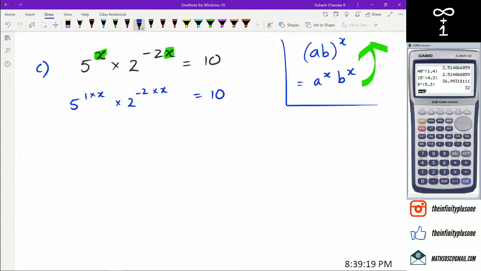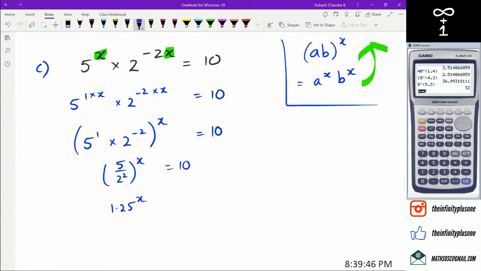And if that's the case, then we can rewrite this as 5 to the power of 1 times 2 to the power of negative 2. Now that whole thing is to the power of x equals 10. And I hope you guys picked that up, because if you picked that up, then you pretty much got it after that, because the next step is 5 over 2 squared to the power of x is equal to 10. Now 5 over 2 squared is 1.25 to the power of x equals 10, and then you guys are pretty much easy from there, because take log, so ln of 10.